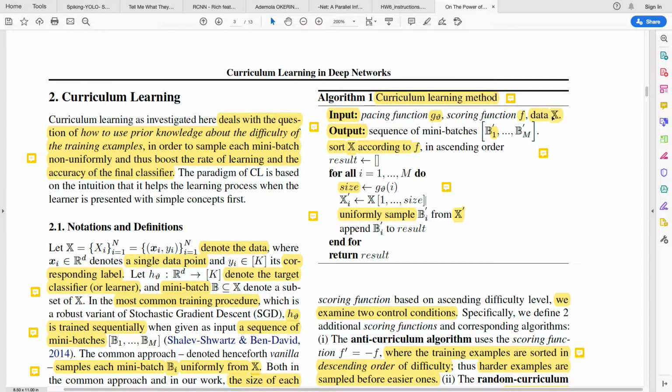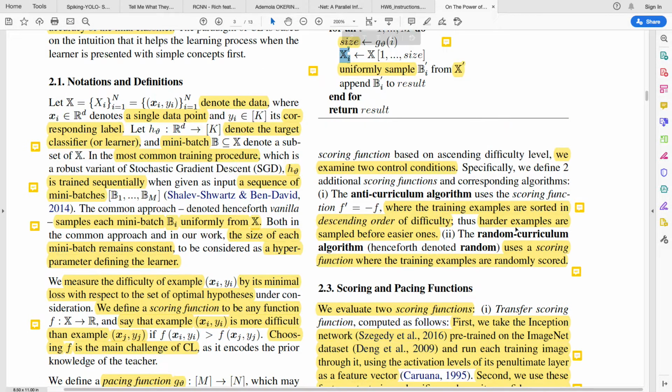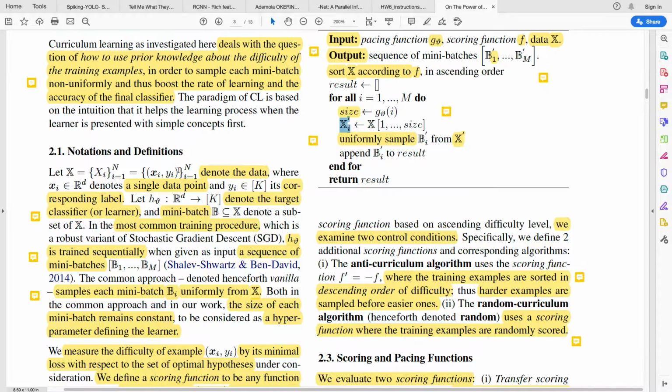You take that from your X, and then you uniformly sample the first batch from your X prime. Then you append that to your result and you return your result. So essentially that's what's happening here.